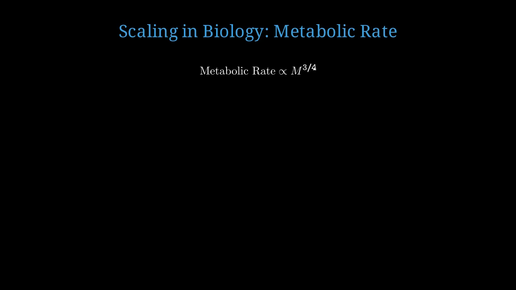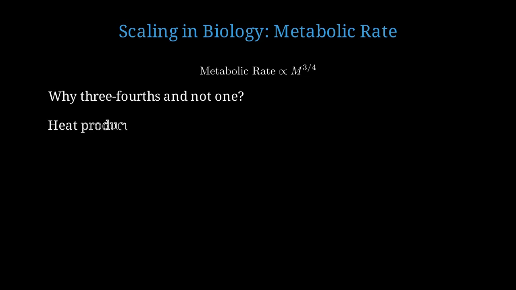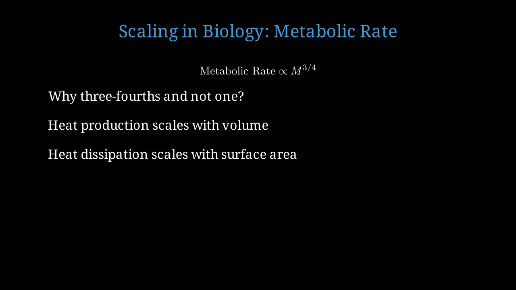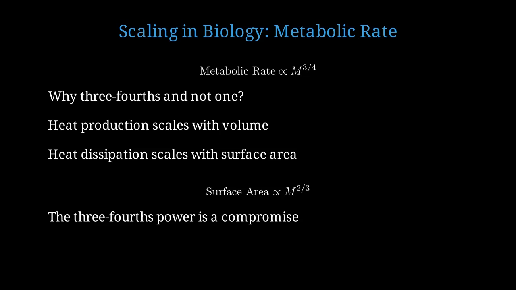Kleiber's law states that metabolic rate is proportional to mass to the 3/4 power. This is not what you'd naively expect. You might expect metabolic rate to scale linearly with mass, but it doesn't. Why 3/4? Heat production from metabolism scales with volume, which is proportional to mass. But heat dissipation happens through the surface, which scales as mass to the 2/3 power. Surface area is proportional to m to the 2/3 power. The 3/4 power emerges as a compromise between these competing effects and the fractal-like structure of circulatory systems.